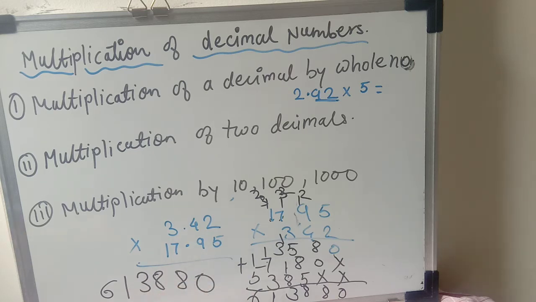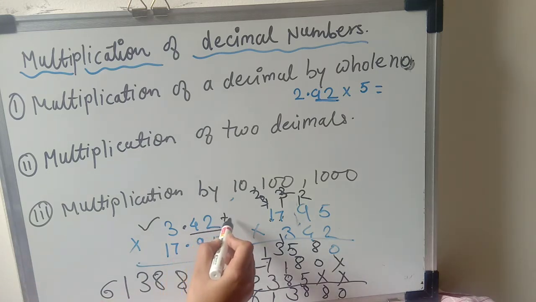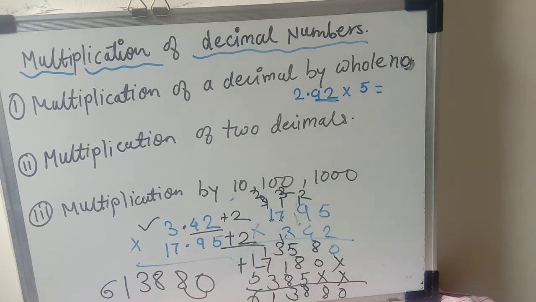61380. Now how to put the decimal? In the first number, after the decimal how many places are there? That is 2. Count 2, 1 and 2. In the second number, after the decimal how many digits are there? Again 2. So 2 plus 2 is 4, which means from the right side you have to count 4 digits, 1 2 3 4, and now put the decimal. So here we got the answer 61.3890. This is the multiplication of these numbers. So we have learned how to multiply two decimal numbers.